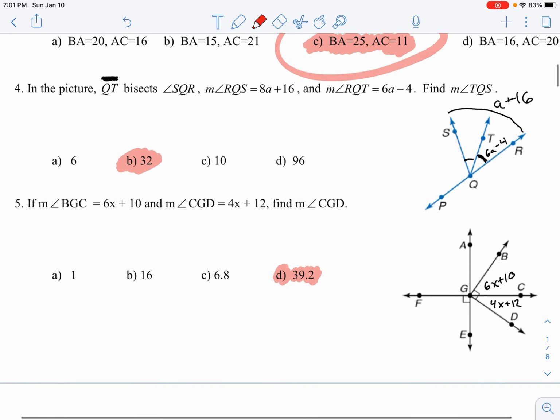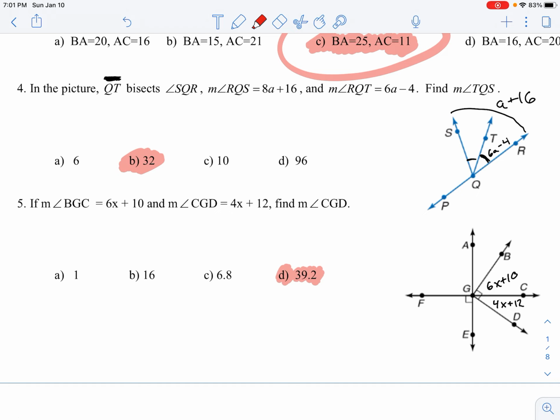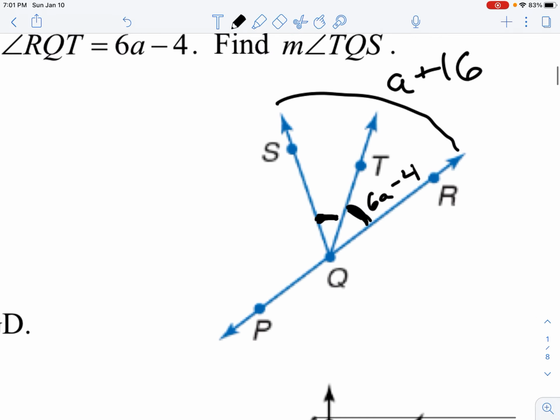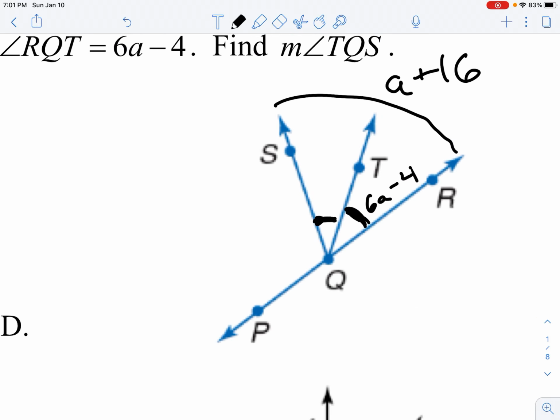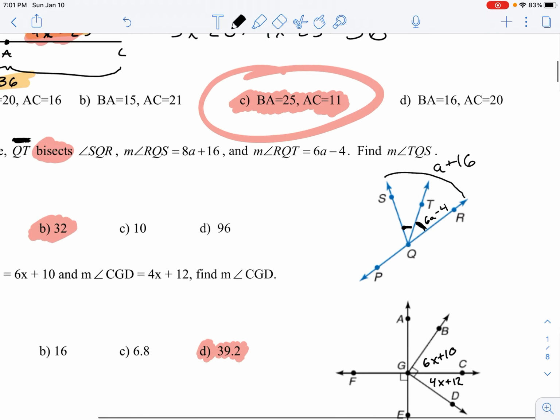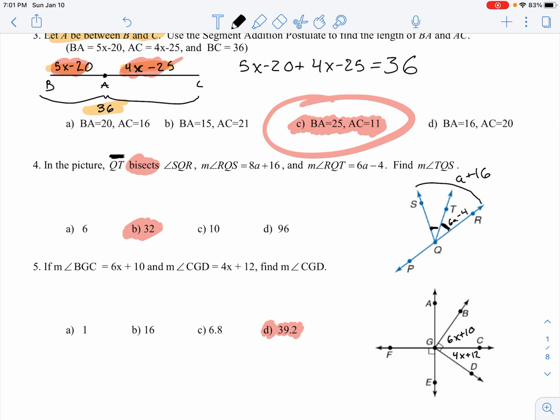Number 4. In the picture, QT bisects angle SQR. That's a big key. Whenever I see the word bisect in the question, that's huge. I actually stopped at that point and drew my markings. As you can see on my picture, I drew my markings where those two angles are congruent.